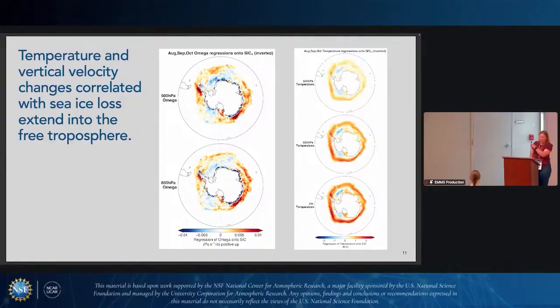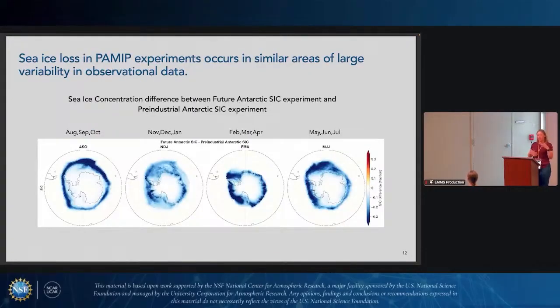That was just the observational results based on these local regressions, but as I mentioned, we wanted to look at how those compare to the modeled simulations. Again, we're using two experiments, one with a future Antarctic sea ice state, which is less sea ice, and one with a pre-industrial sea ice state, which is more sea ice, and we're taking the difference between those. This figure is simply the difference in sea ice between these two experiments, to show you again that you're having a reduction in sea ice in the future sea ice run, in similar areas to where you saw large sea ice variability in the observational data.